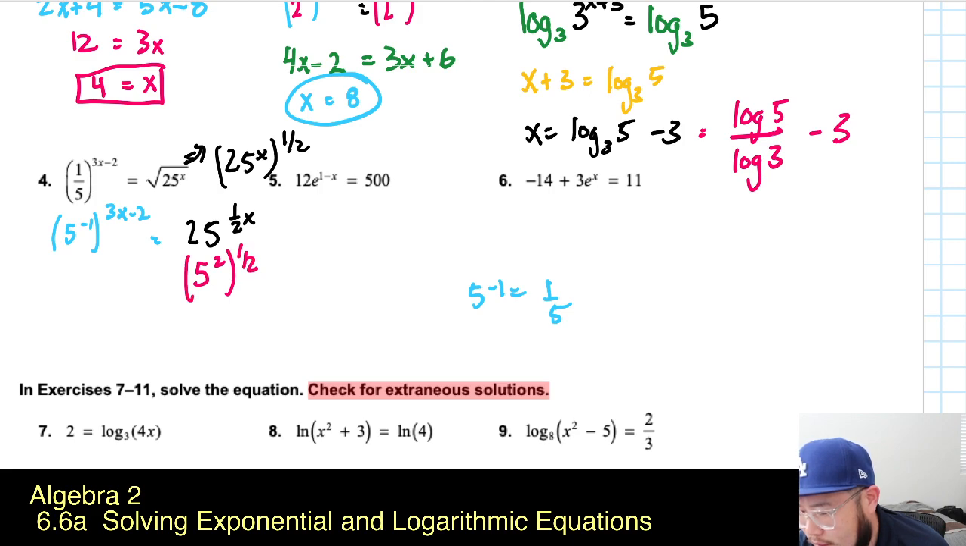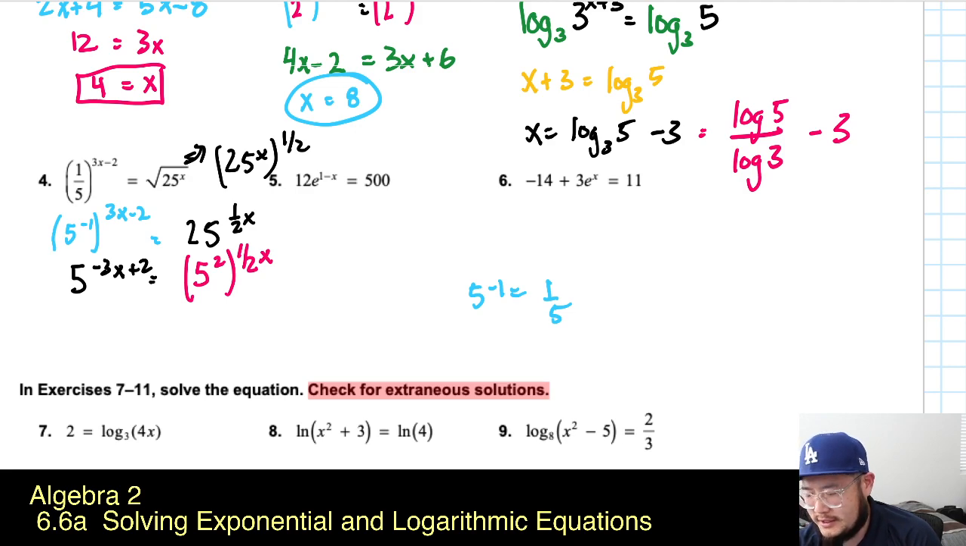And on the left-hand side, I've got 5, and I'll go ahead and distribute the negative 1, and I got negative 3x plus 2. So now we have the same base, and we can go ahead and start simplifying things out.